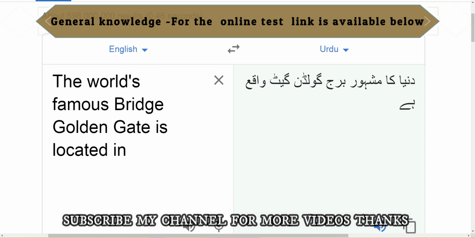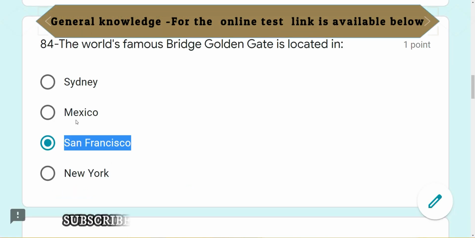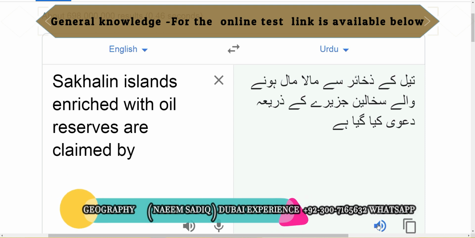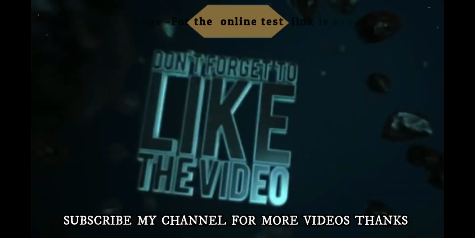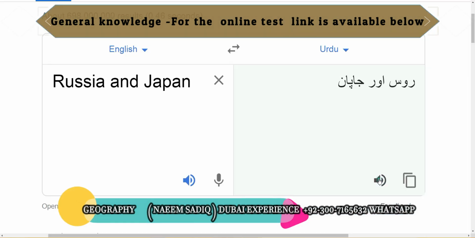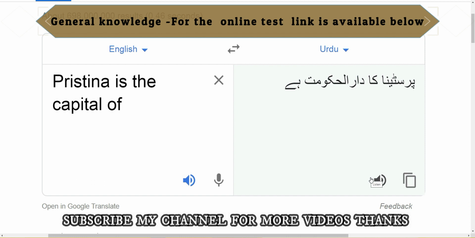Duniya ka mashhoor burj Golden Gate wahan pe hai. San Francisco. Sakhalin Islands, enriched with oil reserves, are claimed by.